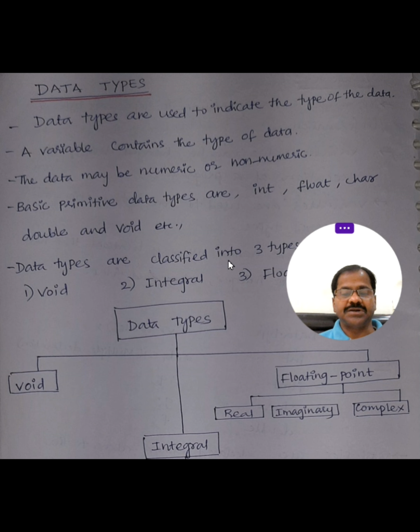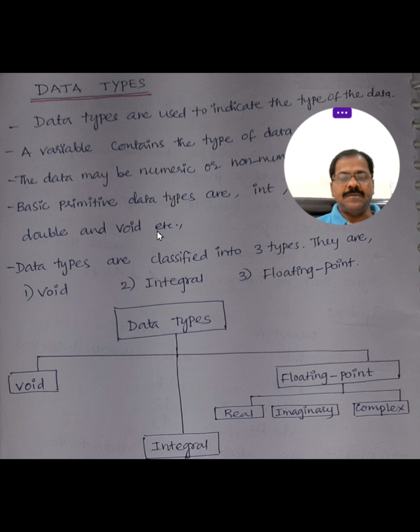Data types are classified into 3 types. Here you see void, integral, floating point. These are the primary data types, the basic data types. Primary or basic data types are void, integral and floating point. Now we are going to discuss the basic data types. Basic data types are classified into void, integral, and floating point.